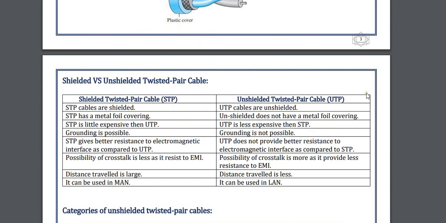The difference between shielded and unshielded twisted pair cable is given here. The main difference is that shielded twisted pair cable is very costly, but very reliable, but unshielded is not that expensive, but it is not very reliable because unshielded twisted pair cable can conduct noise. Unshielded twisted pair cable is used in the LAN section, but the shielded twisted pair cable is used in the metropolitan area network or MAN section.